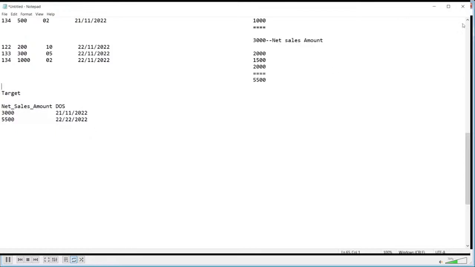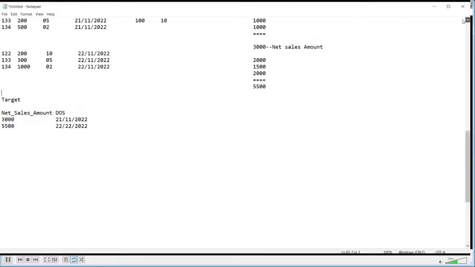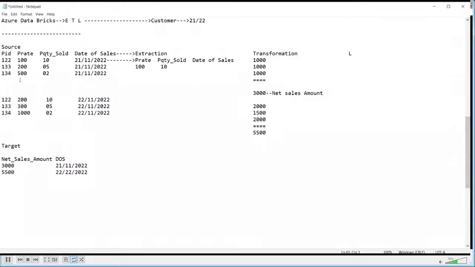This entire thing, what we have done? We have transformed this much data. Can you see here? This much data of two tables, I have transformed into one table in a summarized manner. So this data, you can report it to the customer, stating that this is the difference of sales between 21st and 22nd day of November 2022. Am I right, everyone?